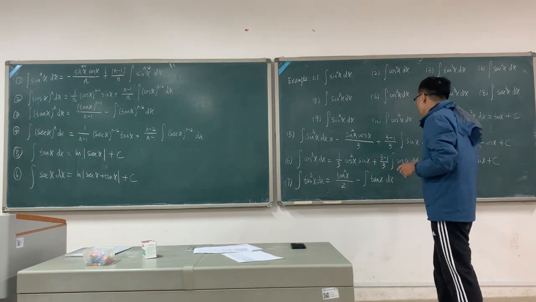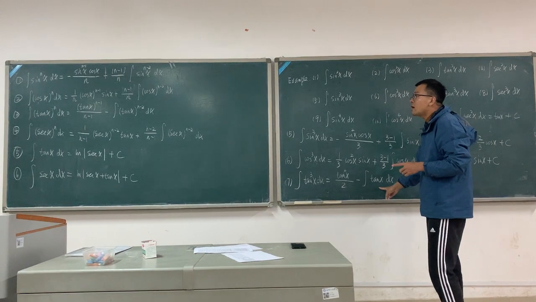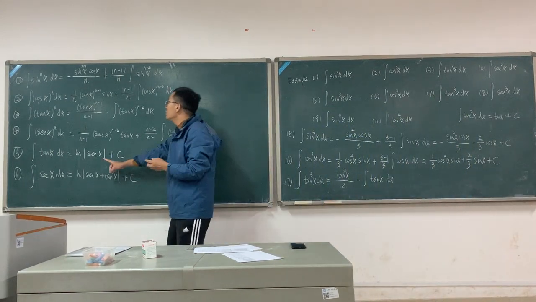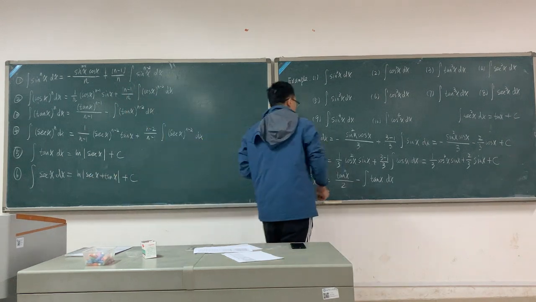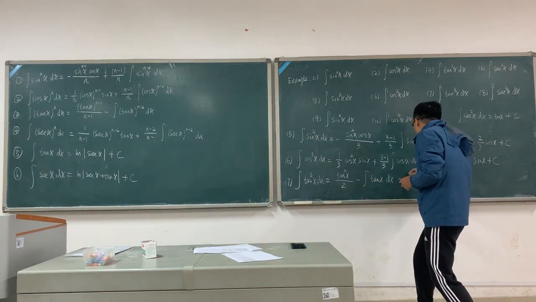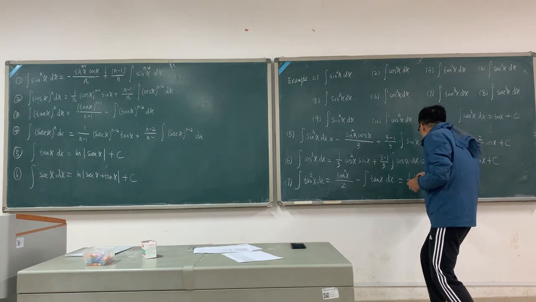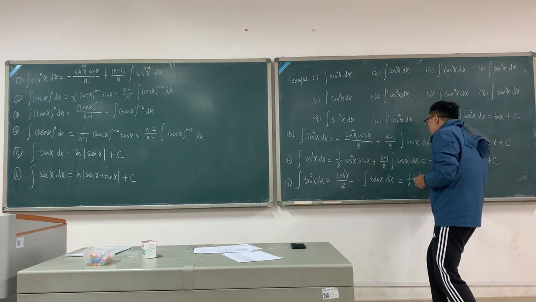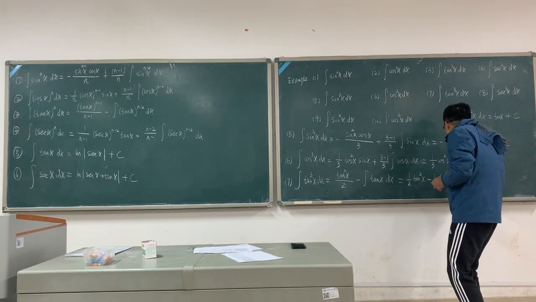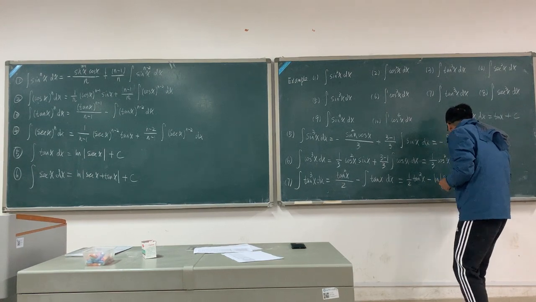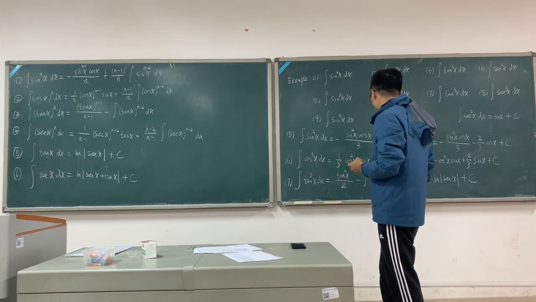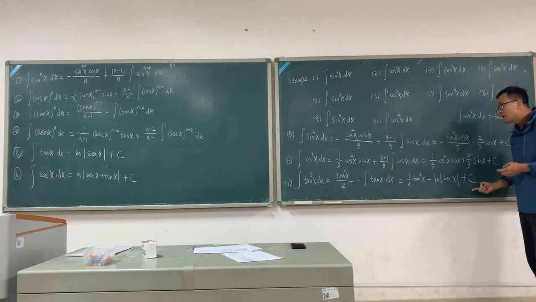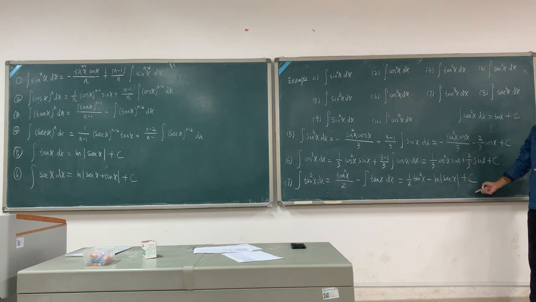The antiderivative of tangent x is something you should remember, it is formula number 5. So the result is 1/2 tangent x squared minus ln the absolute value of secant x, plus a constant c. So this is the answer for number 7. What about number 8?